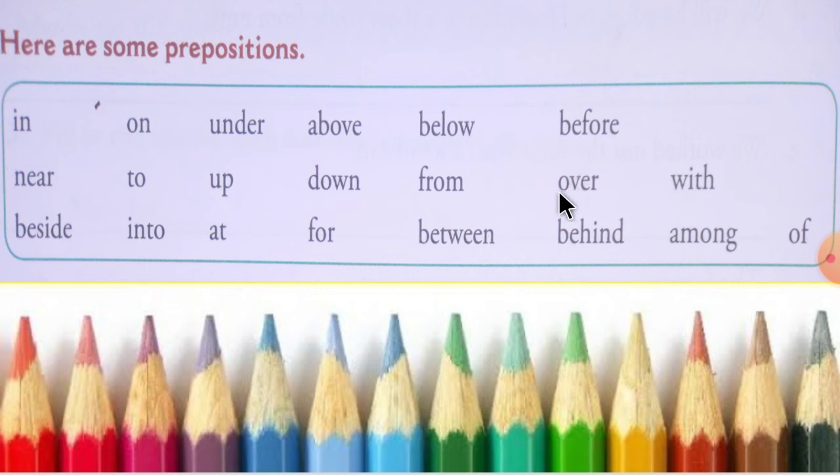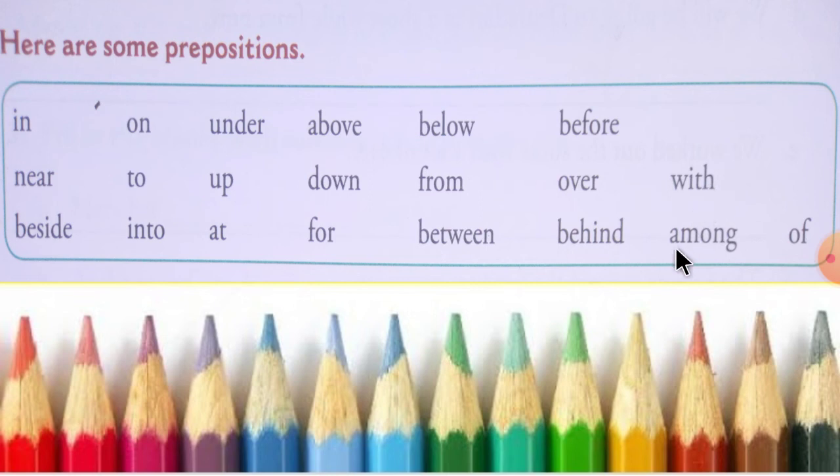Then O, V, E, R, over. Then B, E, H, I, N, D, behind. Then next W, I, T, H, with.